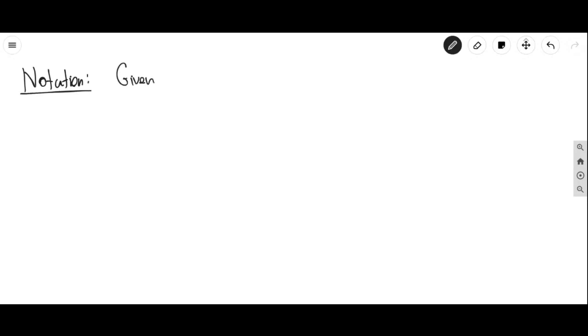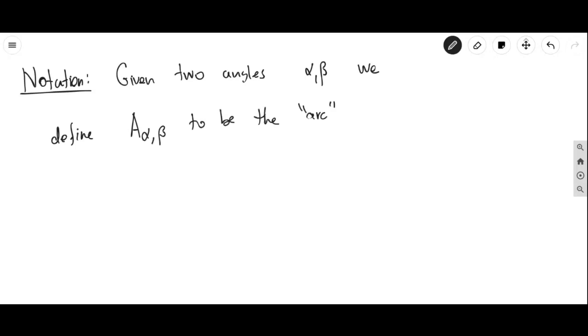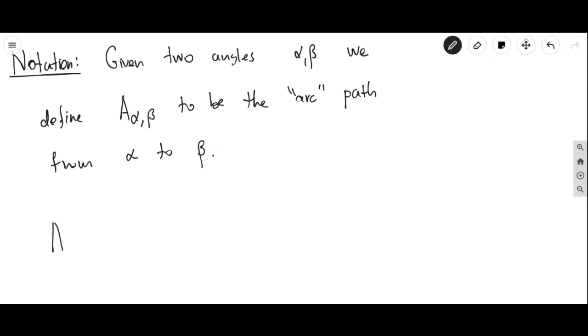So given two angles, so really just two real numbers, let's call them alpha and beta, we define A(alpha, beta) to be the arc path from alpha to beta. So for example, if you have A(0, pi over 2), what is this supposed to represent? This is supposed to represent the arc path that starts at angle 0, that would be angle 0, this would be angle pi over 2, and it moves like this, okay?